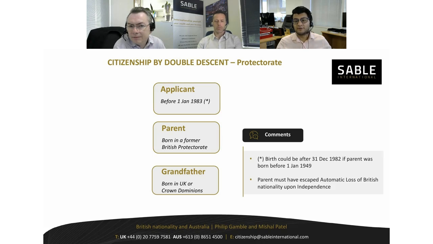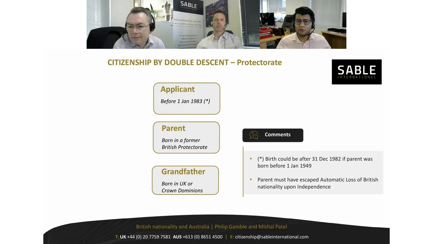Now, it's important for us to also take into account the independence arrangements for that British Protectorate, because at times some of the independence arrangements are harsh and they do take away British nationality on independence. So if you are someone in this webinar who has a parent who was born in a former British Protectorate and you are born before 1st January 1983, then this claim could potentially be one for you.